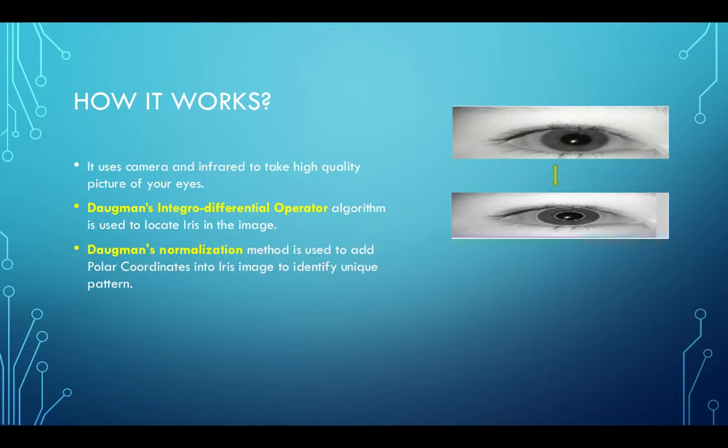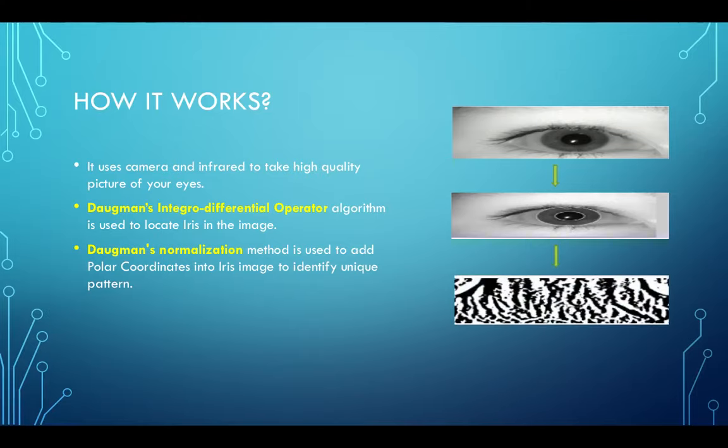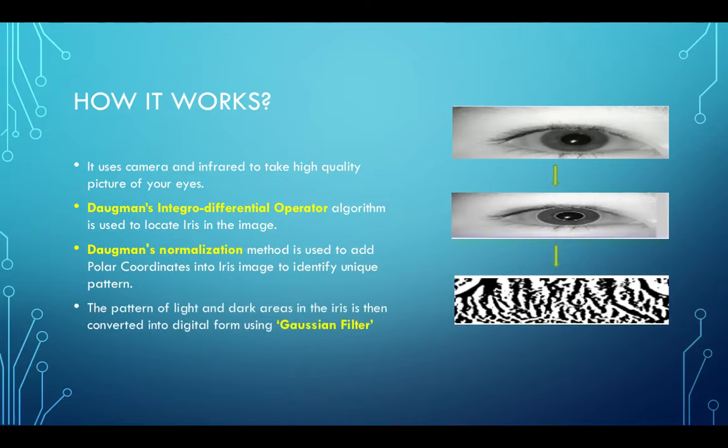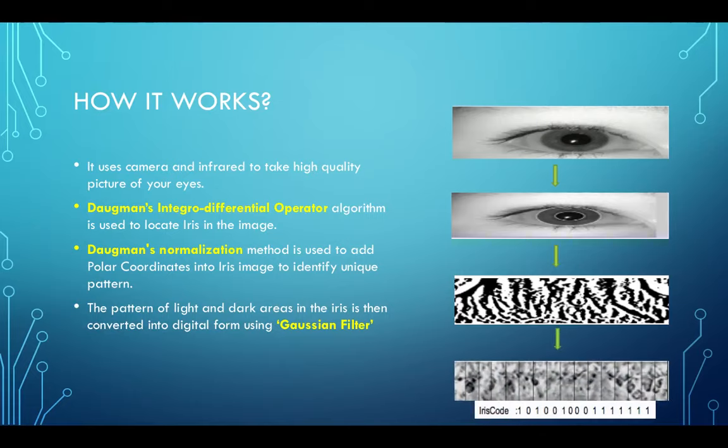Later, using Daugman's normalization method, polar coordinates are added to the image which define separate zones of analysis. The patterns of light and dark areas are converted into digital form using a Gaussian filter. If the brightness of the area is more than a certain amount, it is registered as 1, or else 0. And like that, a digital code is generated, which is known as the iris code. This code is matched in the database to identify the user. This is similar to fingerprint but more secure.